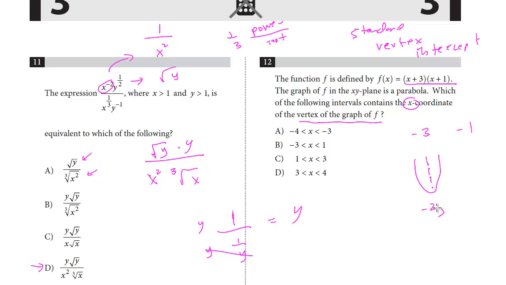Now, let's say we can solve this right now. That's all the question's asking for. We know it has to contain -2. The only one that contains -2 is B.